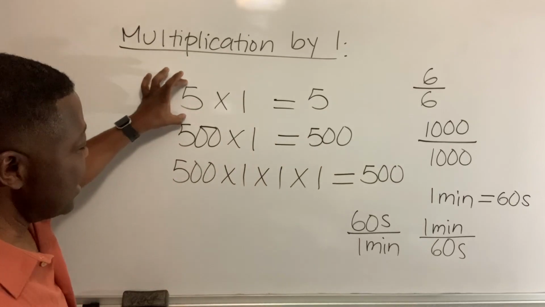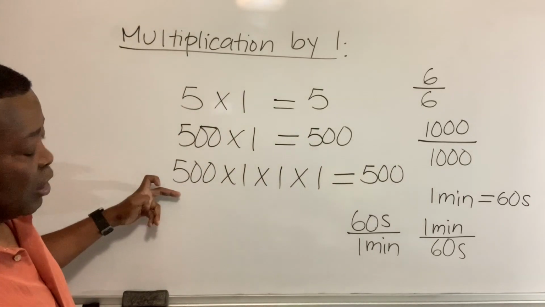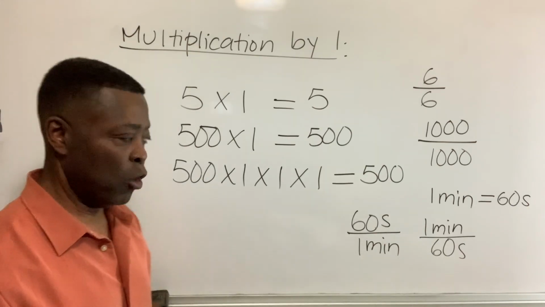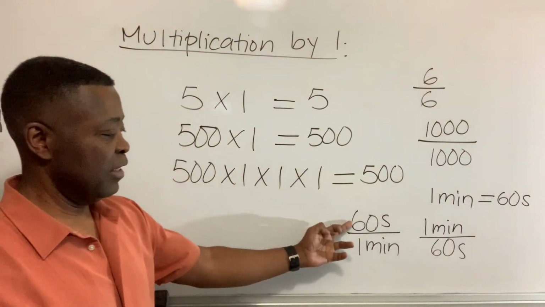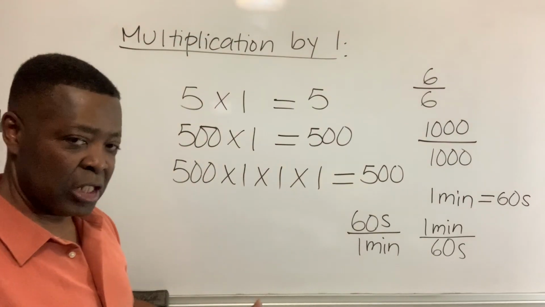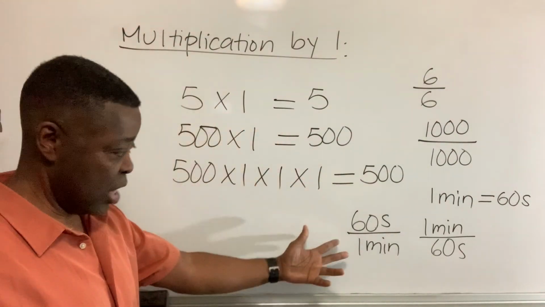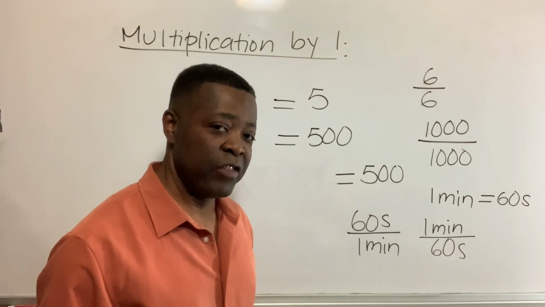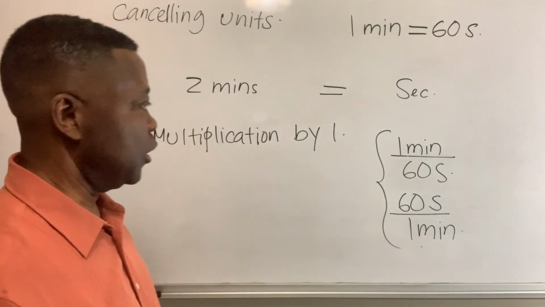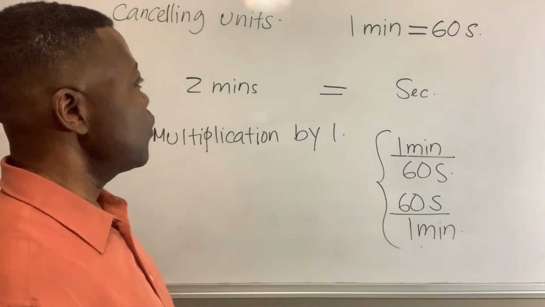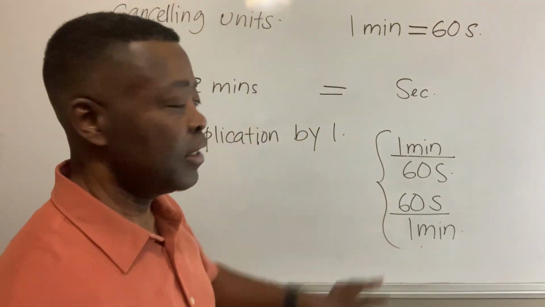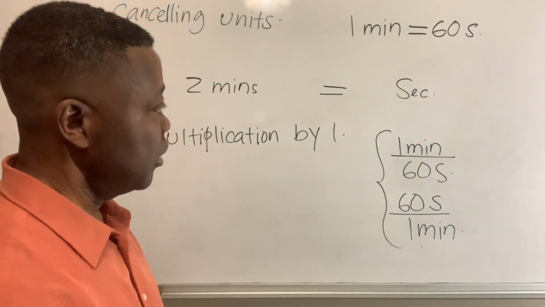If I multiply any of these numbers by 60 seconds over 1 minute, let's say 5 times 60 seconds over 1 minute, it's like multiplying 5 by 1, so I don't change anything. Now let's get back to our previous problem. All right, so you're asked to convert 2 minutes into seconds.